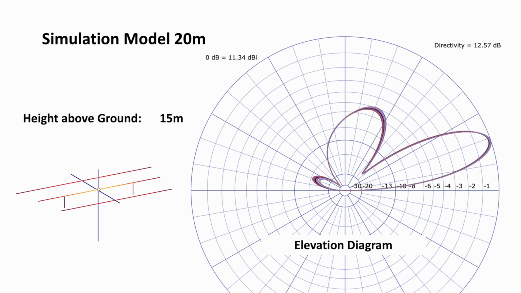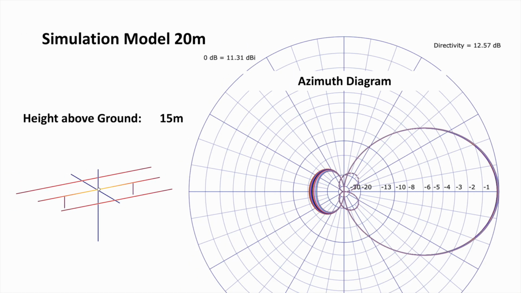Then I'll show you the azimuth diagram, which by the way is almost not dependent on the antenna height.